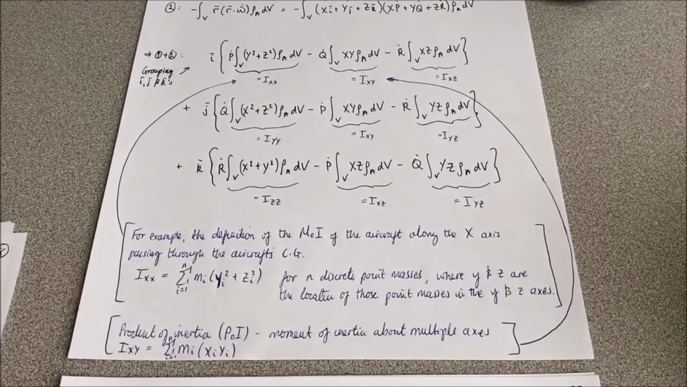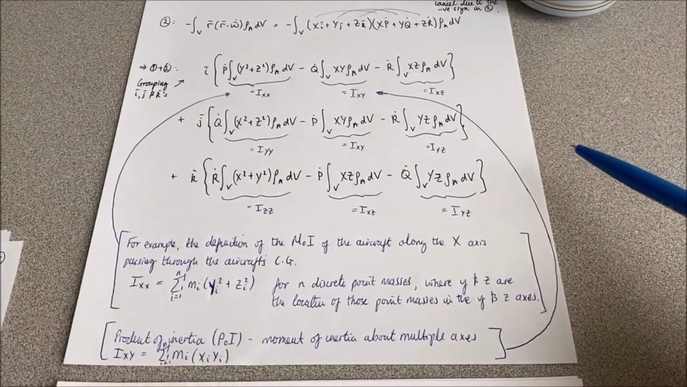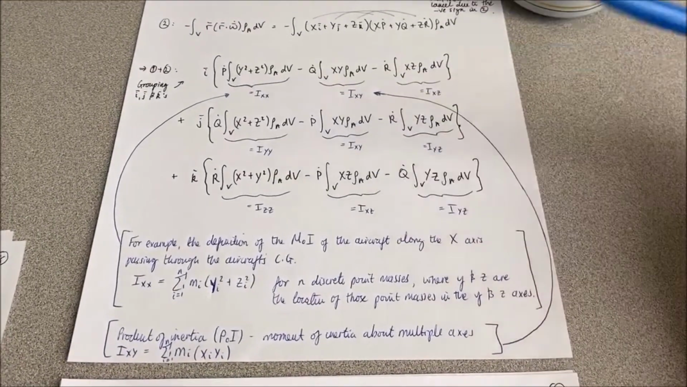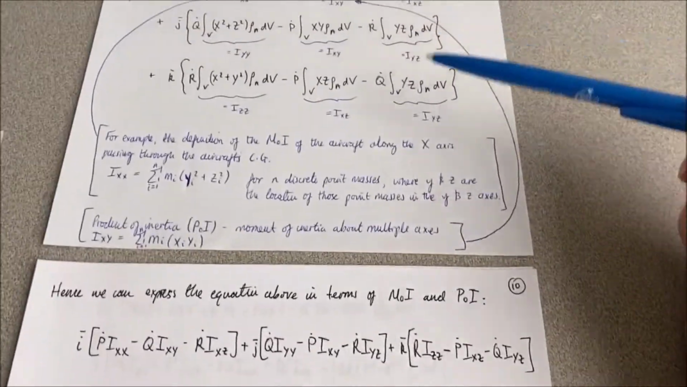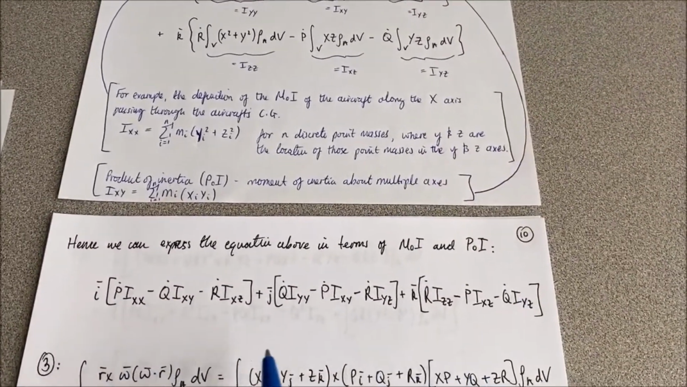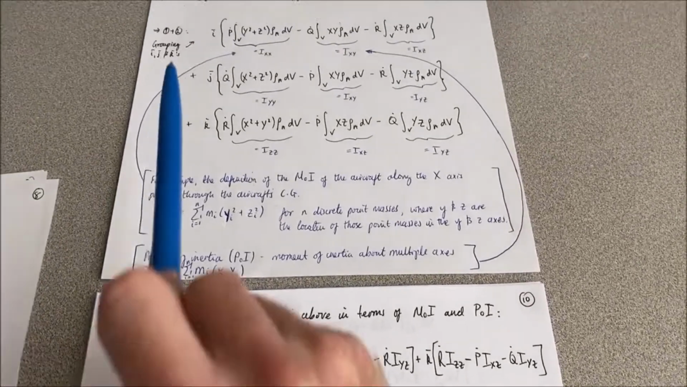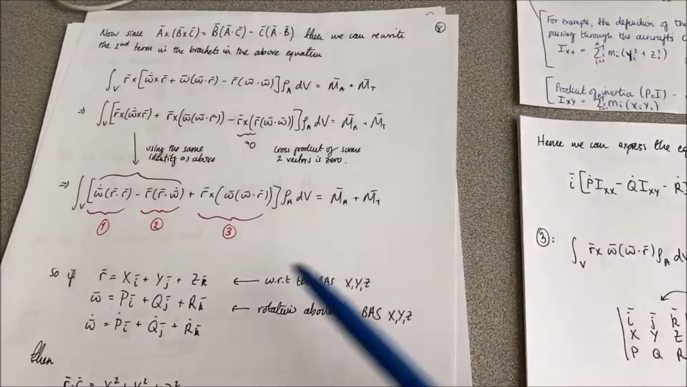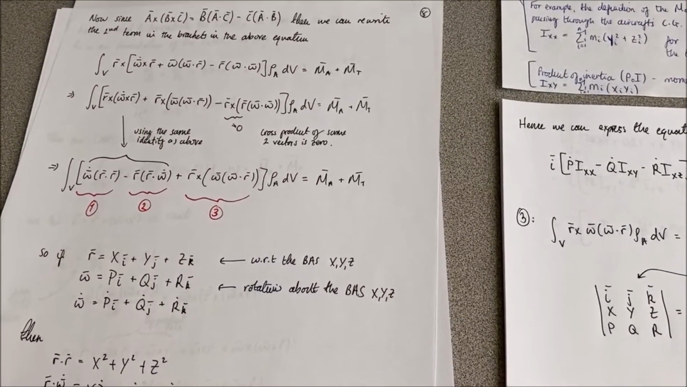So now what we can actually go ahead and do is rewrite this horrible looking thing here in a much neater form by using the definitions of the moments of inertia and products of inertia. So all of this mess here just becomes this. Remember, that is just terms number 1 and 2 added together from this equation over here. So we're still left to deal with term number 3.